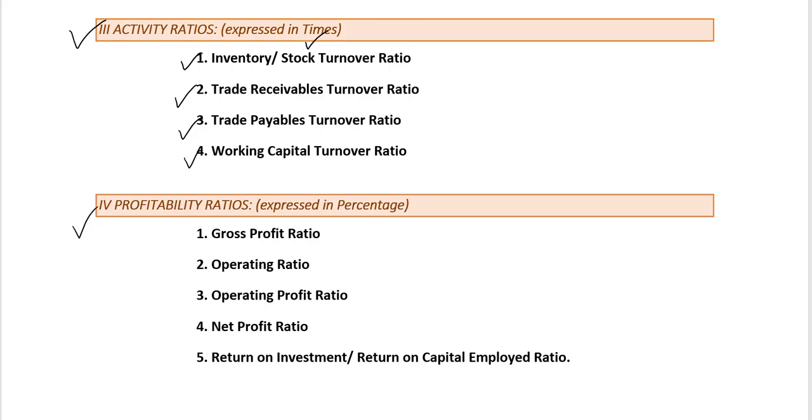The last head is called profitability ratios, and all the ratios in this head are expressed in percentage. We will start with 1, gross profit ratio, 2, operating ratio, 3, operating profit ratio, 4, net profit ratio, and 5 is return on investment or return on capital employed ratio.